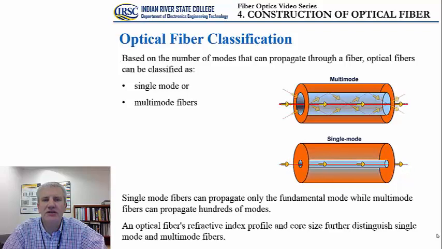What is the main differentiation between these 2 types of fibers? We talked about the size of the core. We said that single mode fibers have a significantly thinner core that's usually in the range of 8 to 10 microns, as opposed to multimode fibers whose core is going to be around 50 to 100 microns.